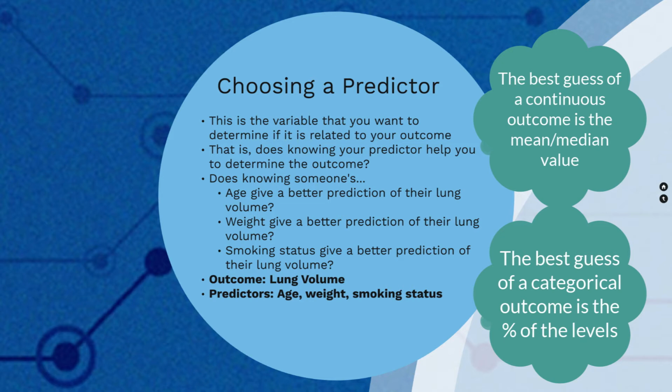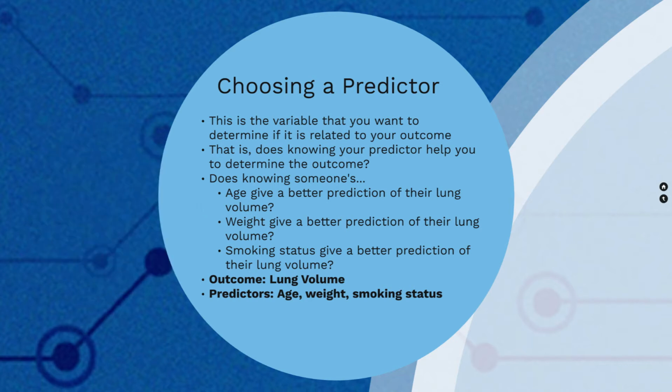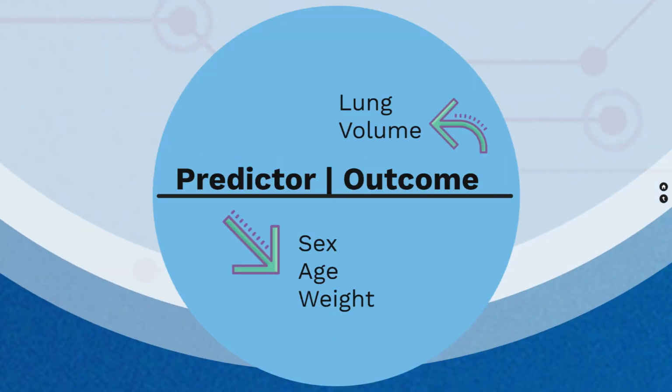But sometimes knowing additional information about the people in your study or the observations gives you a better prediction. So does knowing someone's age give a better prediction of their lung volume? Does knowing their weight give a better prediction of the lung volume? Does knowing their smoking status give a better prediction of their lung volume? So our outcome here would be lung volume, and our predictors for these types of questions would be weight, age, and smoking status. So once you've chosen your predictor, you can add that to your question. So let's say it's lung volume as our outcome, and our predictors here were sex, age, and weight.